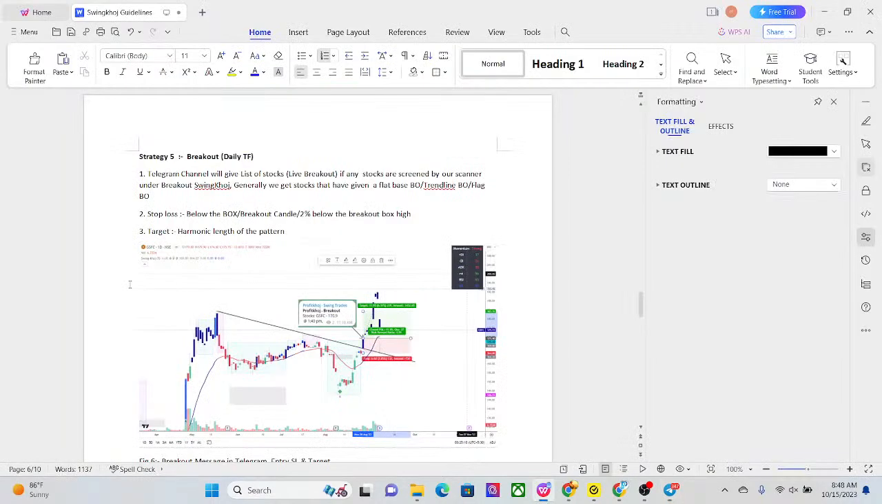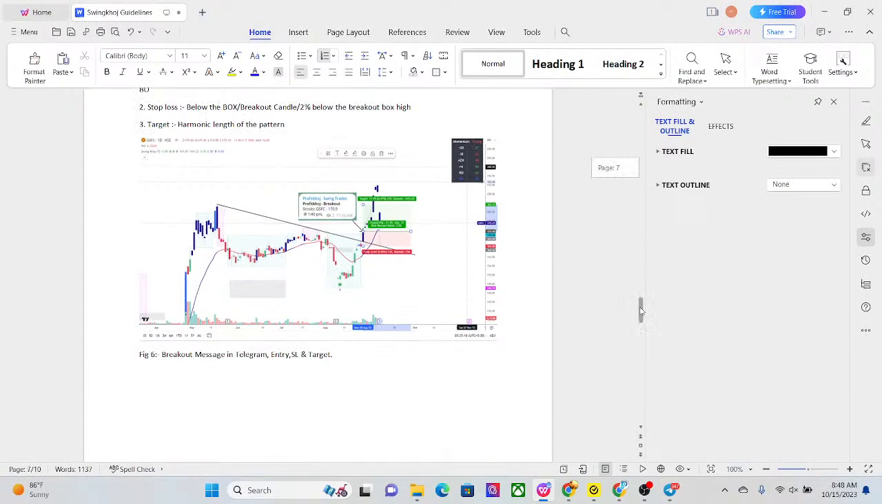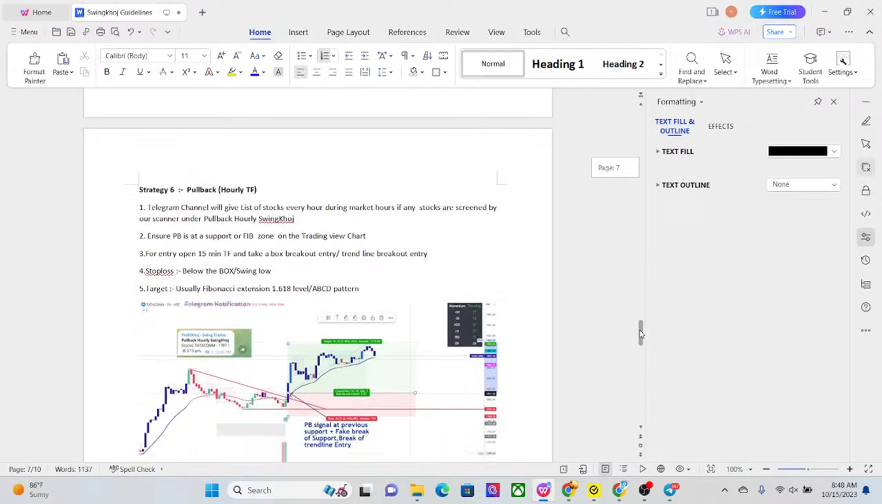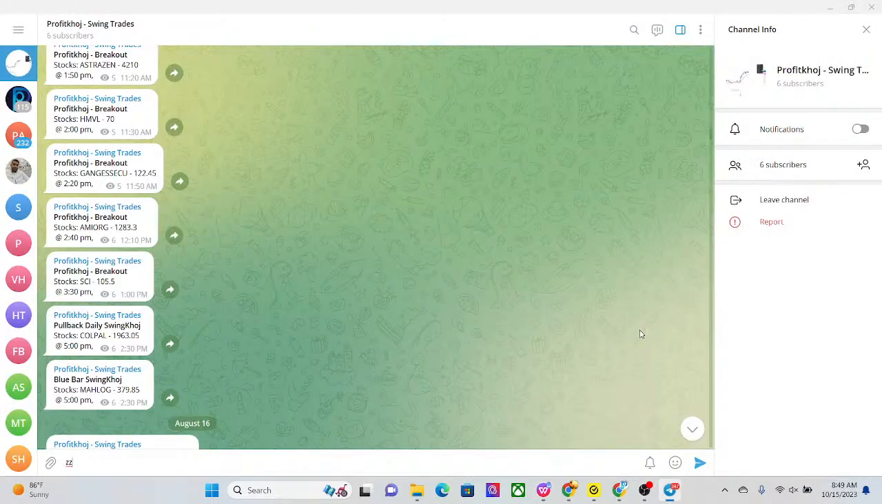Okay, let's go to the next one. So this is pullback hourly. In the hourly time frame, we'll get pullbacks. Let's see.